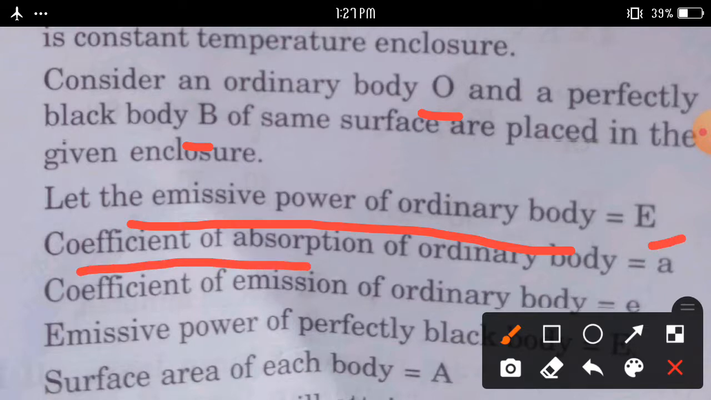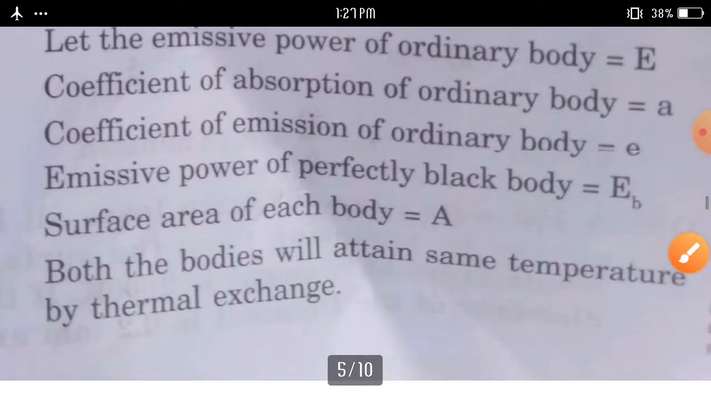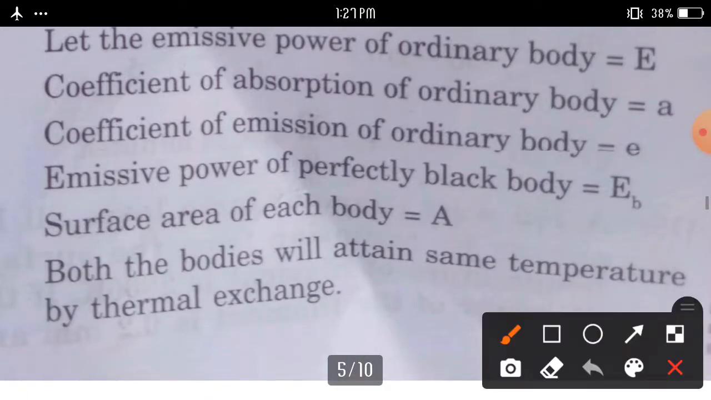Coefficient of absorption of the ordinary body, consider small a. And another one, coefficient of emission of the ordinary body, consider small e. And the emissive power of the perfectly black body is E suffix b. Surface area of each body is equal to capital A here. Both bodies will attain the same temperature by thermal exchange.